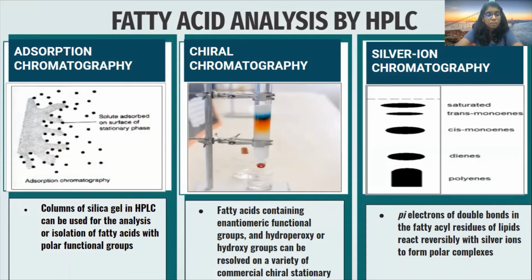Adsorption chromatography uses columns of silica gel in HPLC, and it can be used for the analysis or isolation of fatty acids with polar functional groups, especially oxygenated components such as hydroperoxides. Isomers differing in the position of hydroperoxy or hydroxy groups on an aliphatic chain can be separated by using this adsorption chromatography. Next is chiral chromatography.